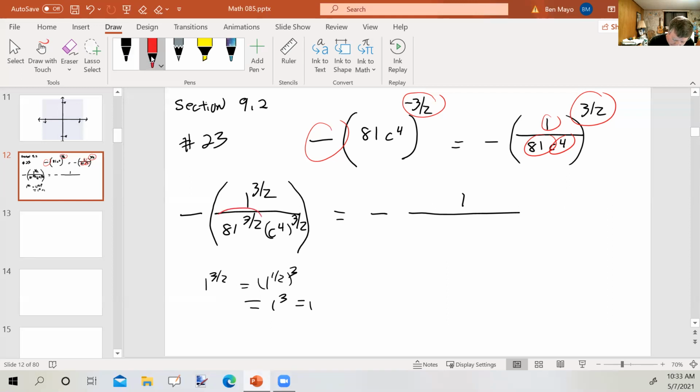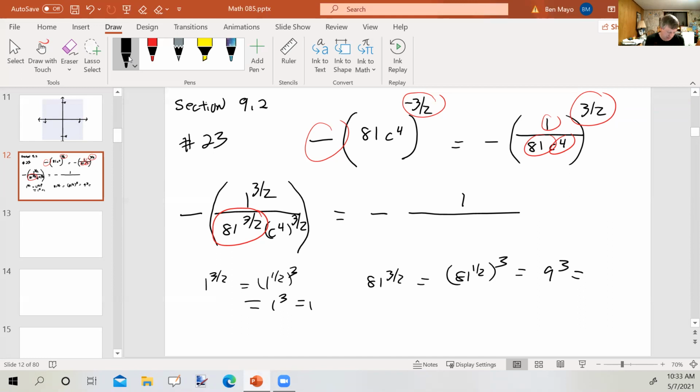Next, let's look at the 81 to the 3/2 power. So 81 to the 3/2 power would be 81 to the 1/2 power cubed. The square root of 81 is 9. 9 cubed is 729. So this becomes 729.